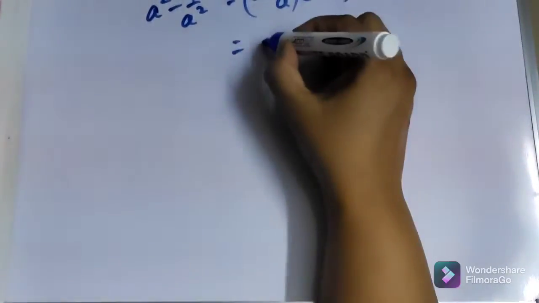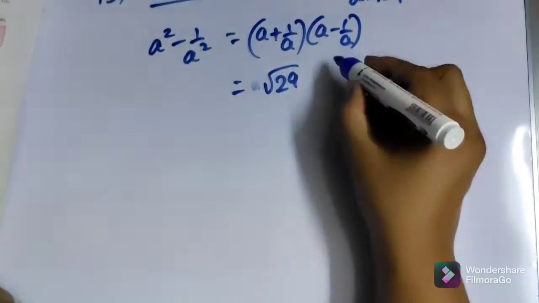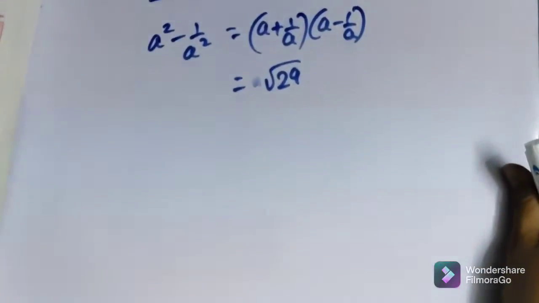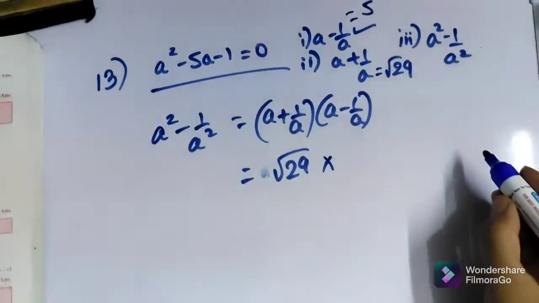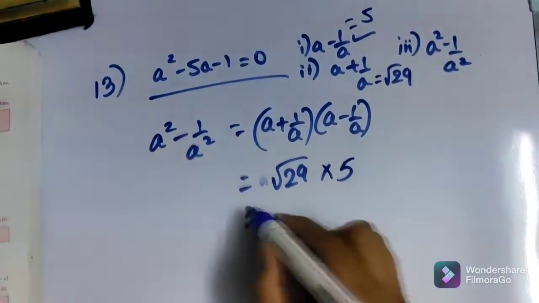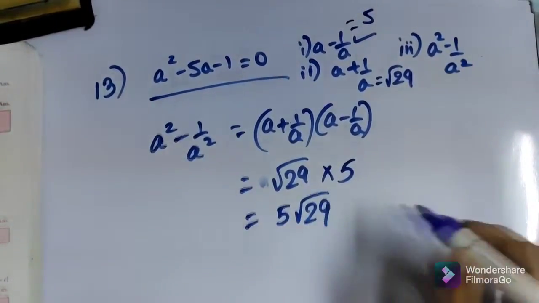So for the third part, we are supposed to find a square minus 1 by a square. We have a formula here, a plus 1 by a and a minus 1 by a. A plus 1 by a, we have got this answer as plus or minus, or we can just keep it as 29 here, plus square root 29. And a minus 1 by a, we have solved it. Okay, the answer for this a minus 1 by a is 5. The answer for a square minus 1 by a square is 5 root 29.